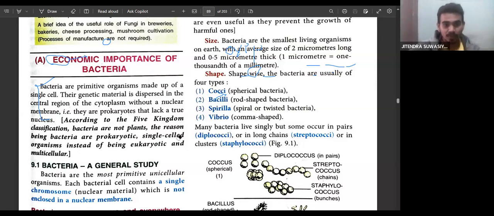Okay. So according to the five kingdoms, bacteria are not plants. The reason being bacteria are prokaryotic, single cell organisms instead of being eukaryotic and multicellular.